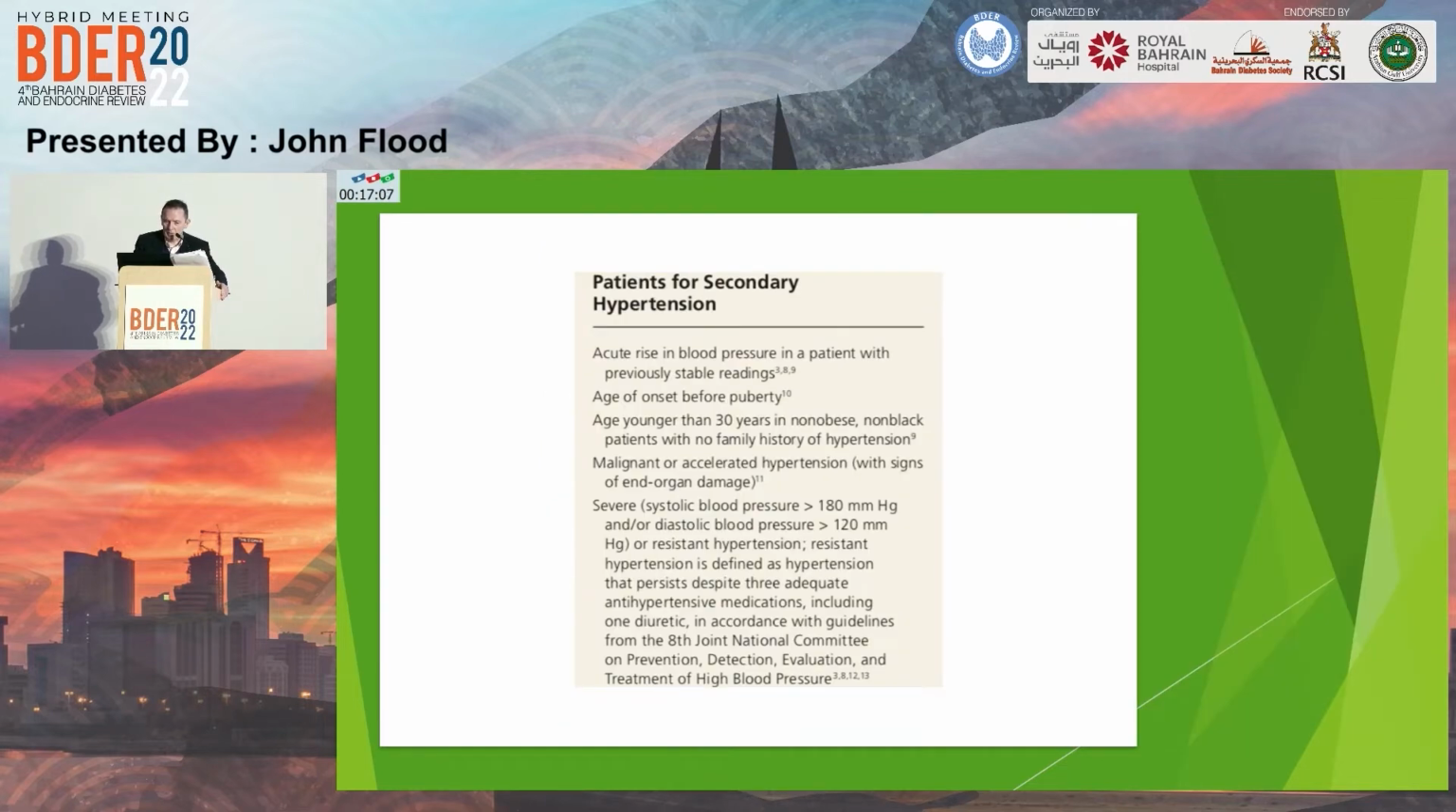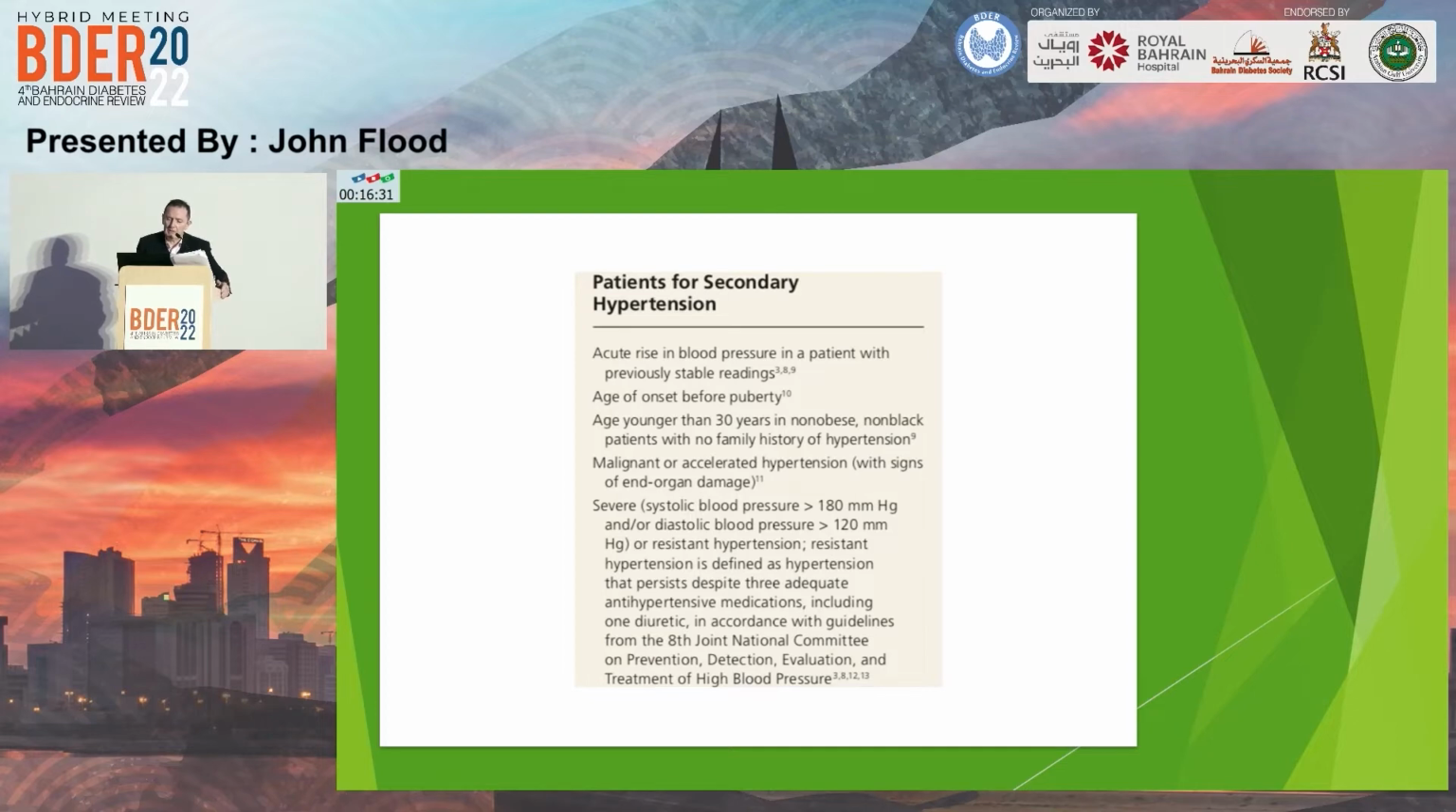Now, this is an important slide because this is the group we're really interested in. Who are the patients that you need to be suspicious might have a secondary cause? They are obviously young people, children, adolescents before puberty, young people aged 30 who are non-obese, non-black, with no family history. And I've had several patients in this category. One particular girl from Shanghai who had a BMI of 16, a very slim university student, was on 3 antihypertensives, and she turned out to have a very large Conn's adenoma.